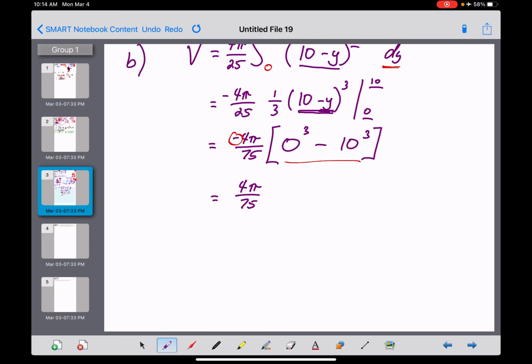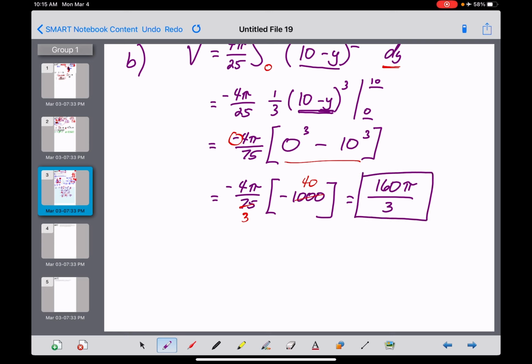So -4 pi over 75 now gets multiplied by that 0 minus 1,000, so -1,000 here. And the negative times a negative is going to be a positive. Now, what can I do? I could divide out a 25 from both of these numbers. 25 goes into 75 3 times, and 25 goes into 1,000 40 times. I don't know that it's going to get any cleaner than that. 40 times 4 is going to be 160. There's a pi up there, and that's all going to get divided by 3. The negative times negative is positive, so I feel pretty good about that answer.